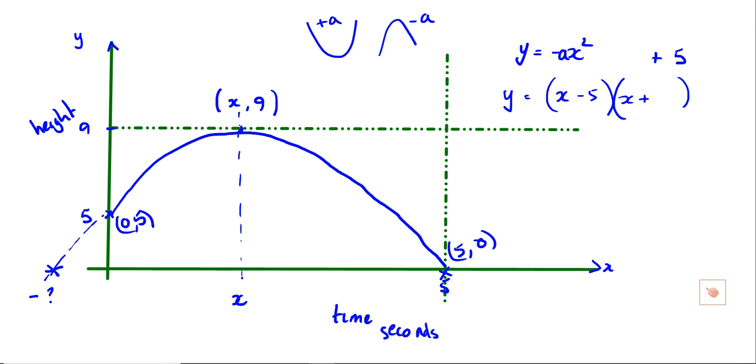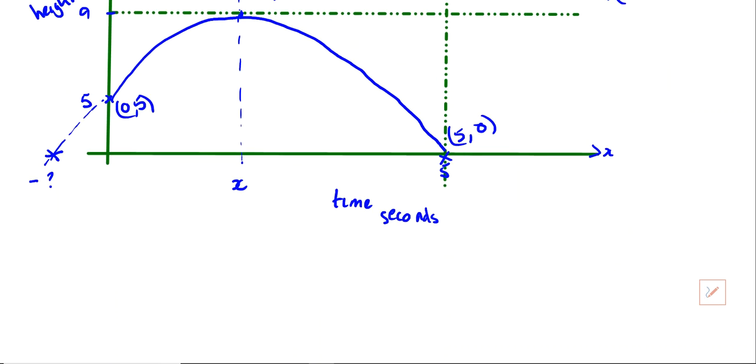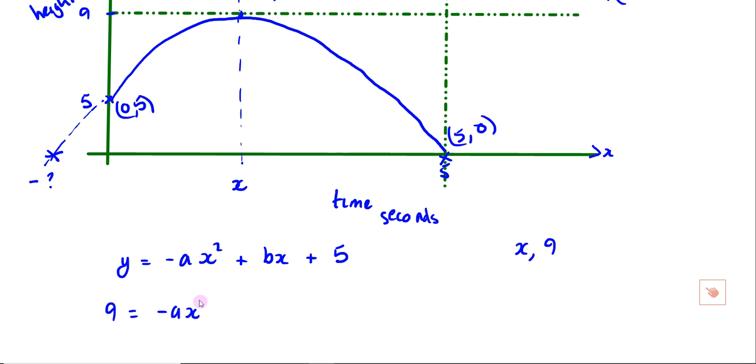Substitute 9 for y into the general formula, because we know c. Okay, so we've got y equals a x squared plus b x plus 5. So it's like, say, negative a. And we know a coordinate, so we've got 9 equals negative a x squared plus b x plus 5.